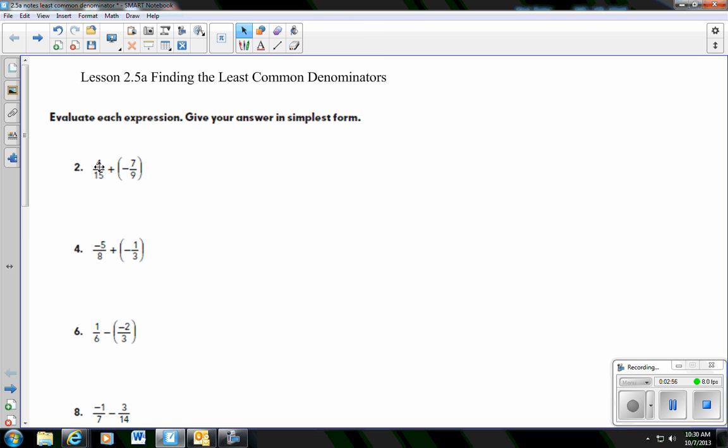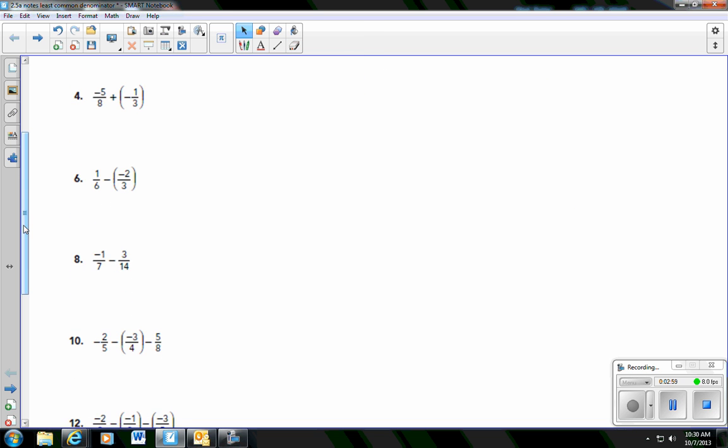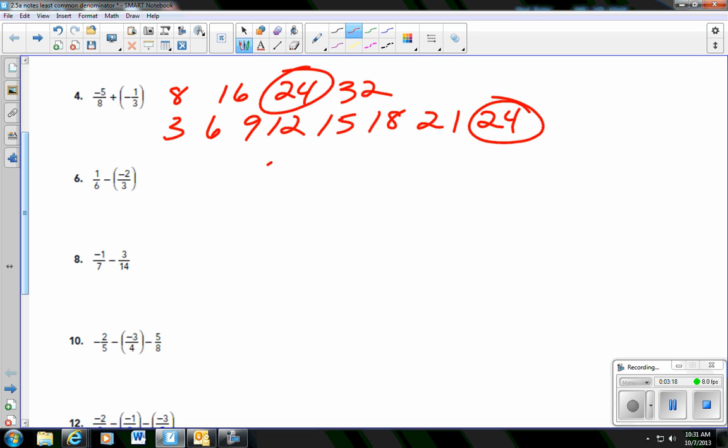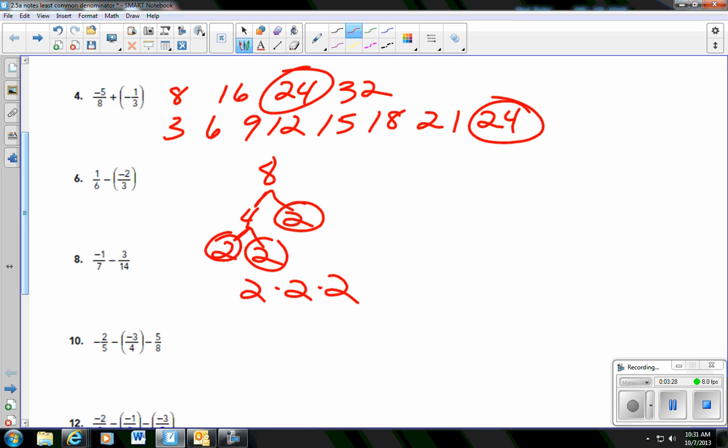Okay, so if we look at problem 4 then, 8 and 3. If we count up by 8s: 8, 16, 24, 32, and on. 3, 6, 9, 12, 15, 18, 21, 24. So we see the first number they have in common is 24. And again, you can do the factor tree method. 8 would break down to 4 times 2, and 2 is prime. 4 breaks down to 2 times 2, so we have 2 times 2 times 2. And then 3 is prime, so its only prime factor is 3.